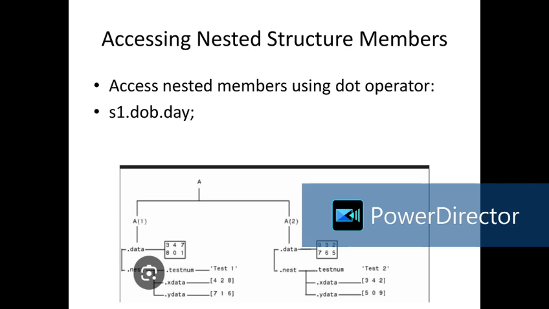Accessing nested members. To access nested members, use the dot operator twice. s1.dob.day = 12; s1.dob.month = 8; s1.dob.year = 2001. To print: printf("DOB: %d/%d/%d", s1.dob.day, s1.dob.month, s1.dob.year). With pointers: struct student *p = &s1; printf("%d", p->dob.day).